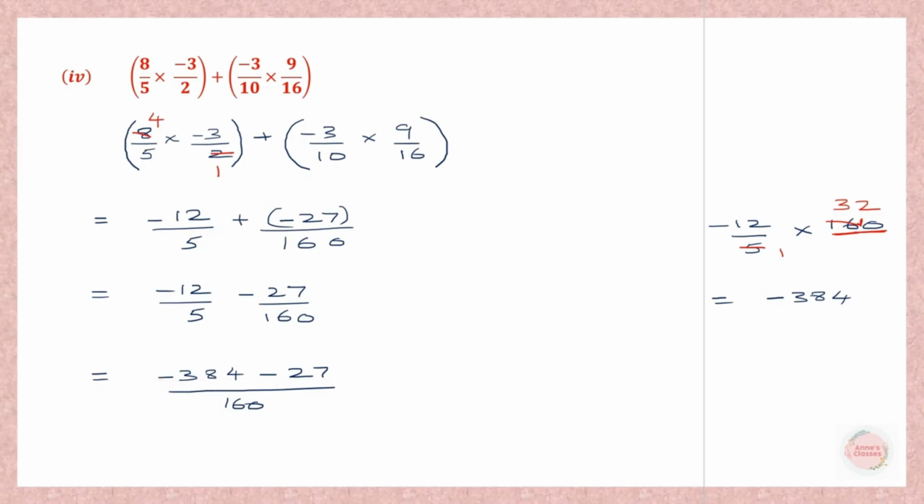When signs are the same, what do we do? We put the same sign and we add. So minus 384 and 27, we are going to add up these two. 4 plus 7 is 11, carry 1. 8 plus 2 is 10, plus 1 is 11, carry 1, 4. So what do we have here? Minus 411, and in the denominator we have 160.